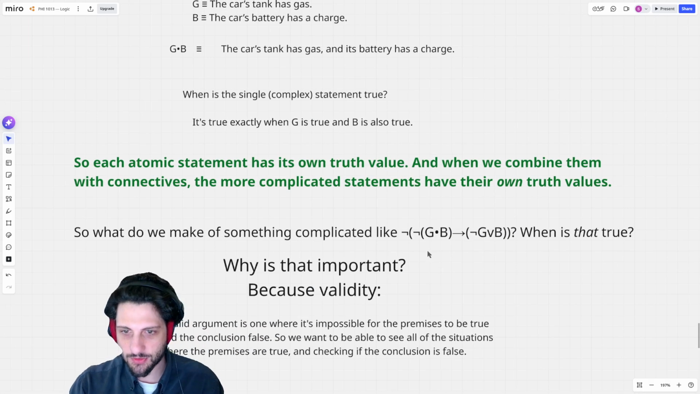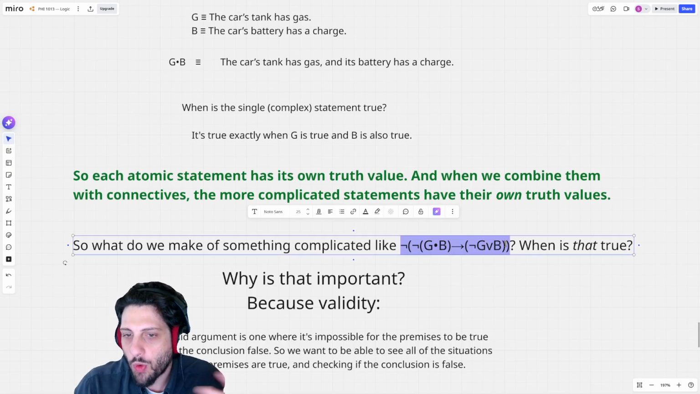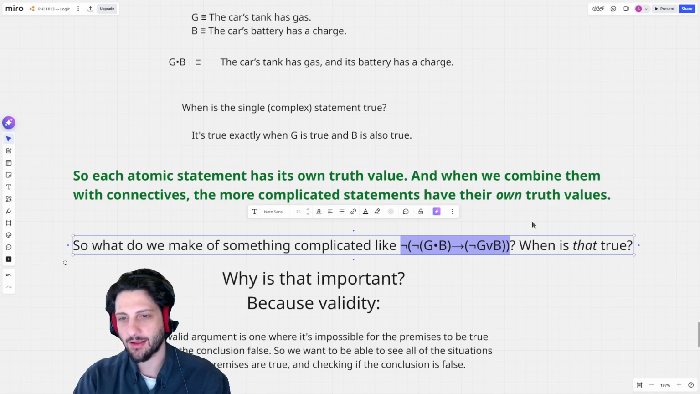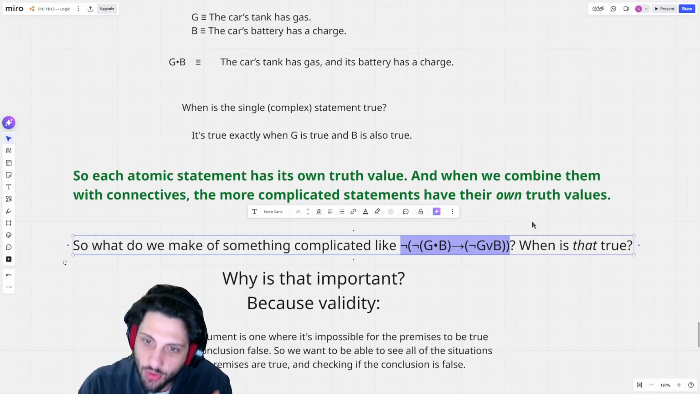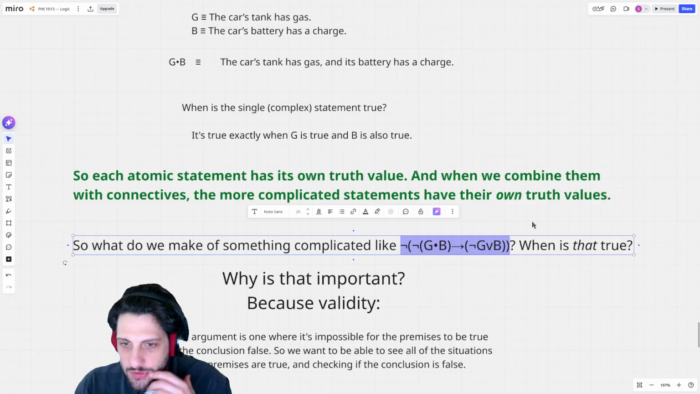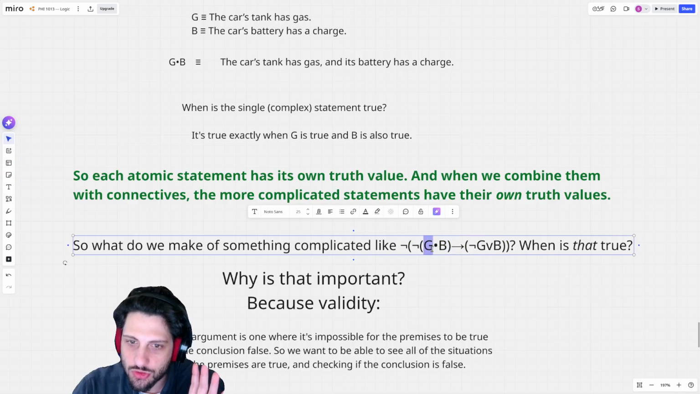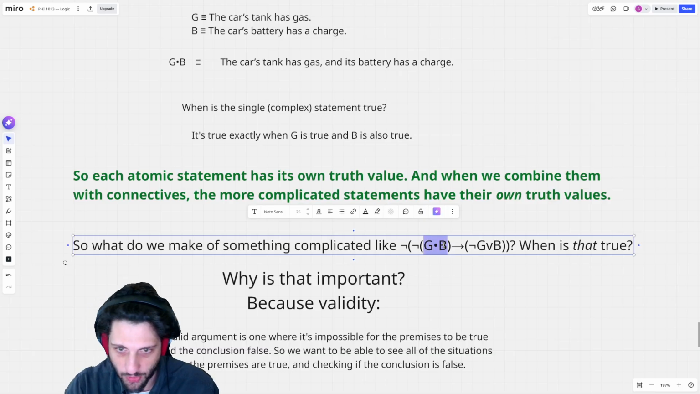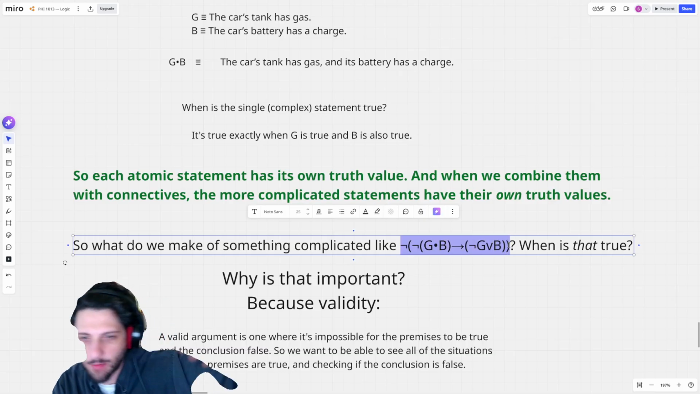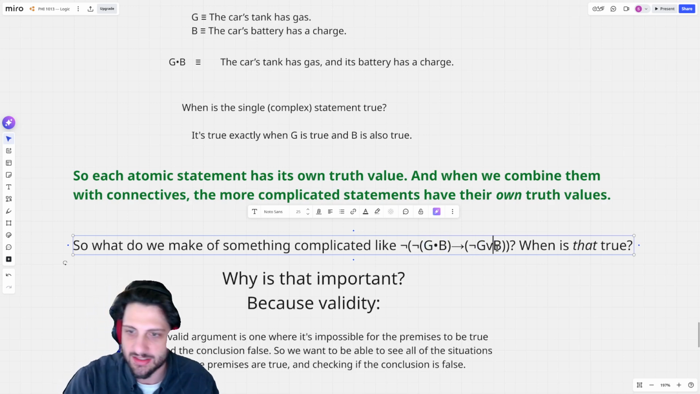So what we want to do is figure out how to determine what this sort of thing is supposed to say. I'm not thinking in terms of translations and that sort of thing. That's important, but instead, we want to figure out when this complicated statement is going to be true. Is it true when G is true but not B? Is it true when neither one of them is true? Is it true when both are? How does the truth value of this complicated beast depend on the truth values of the smaller component pieces?